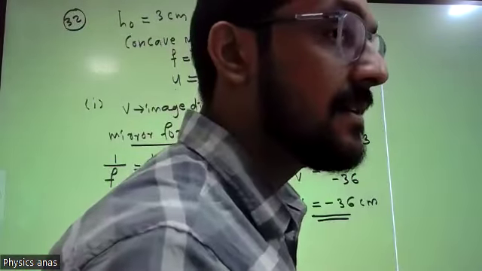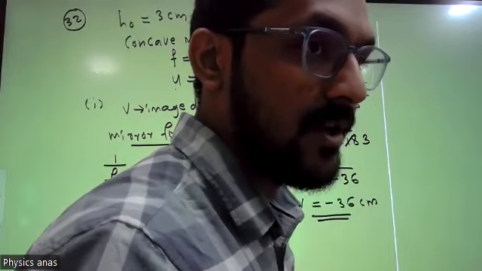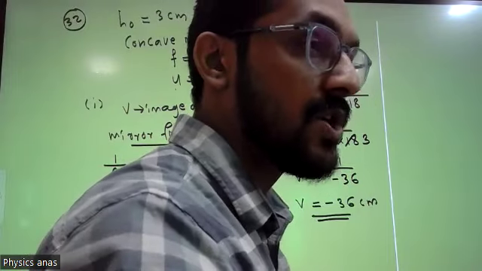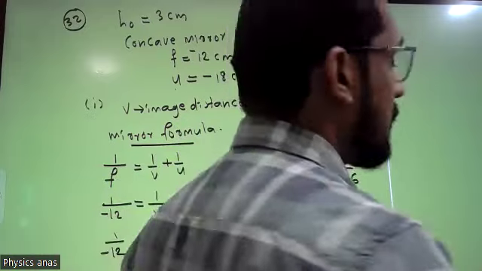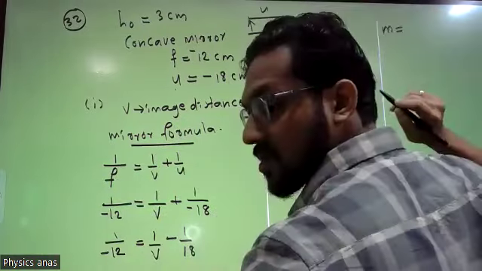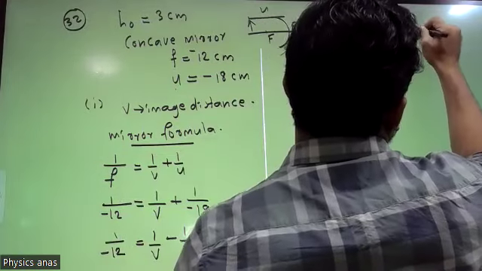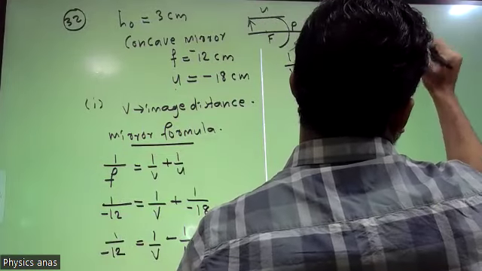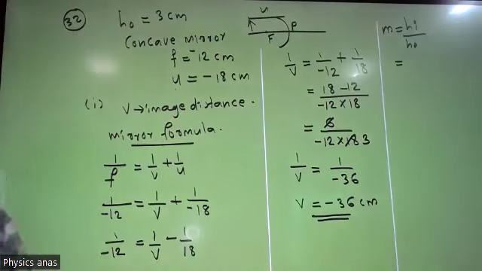If the height is asked somewhere in the question, then there should be magnification, the equation of magnification. What is the equation of magnification? M is equal to Hi by Ho.